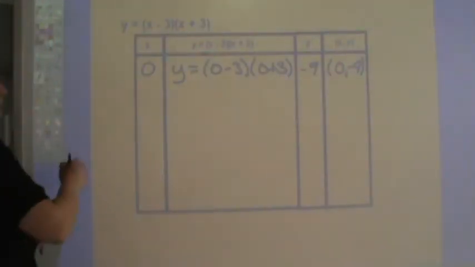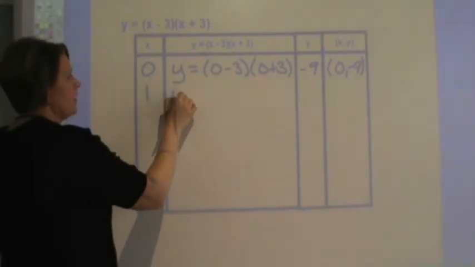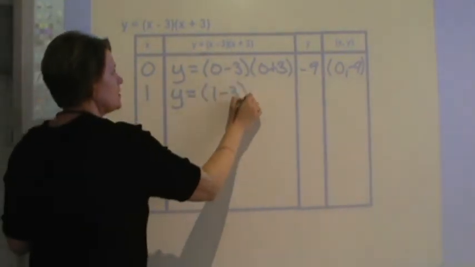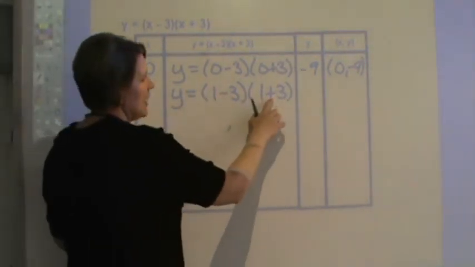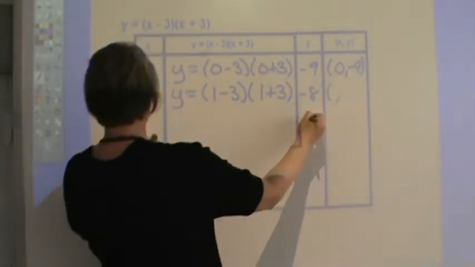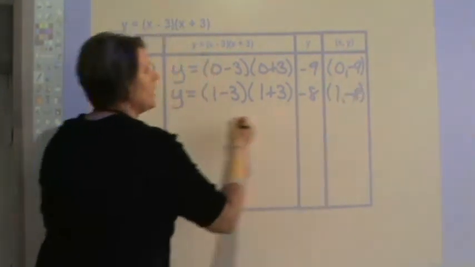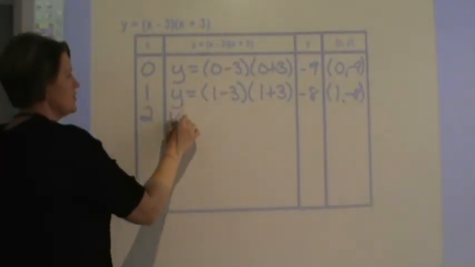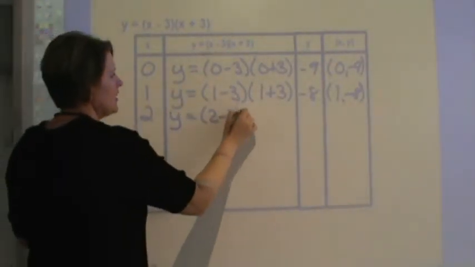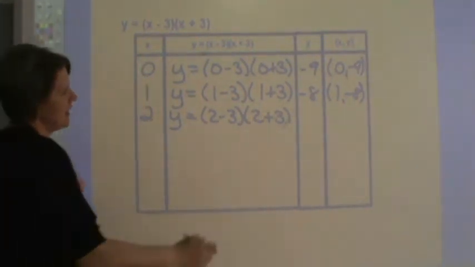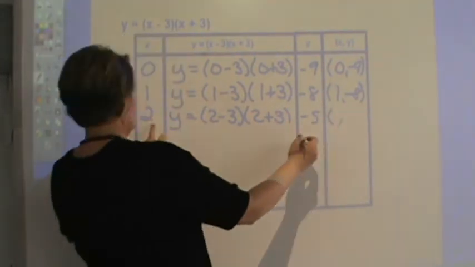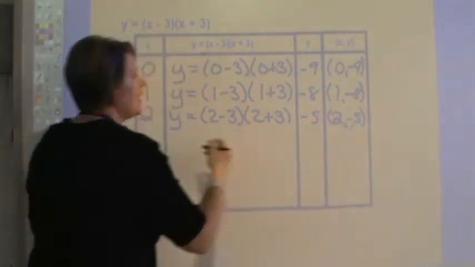Okay? Then let's go back and let's do if x equaled 1. So I'd go 1 minus 3, 1 plus 3. Well, 1 minus 3 is -2, times 4 is -8. So 1, -8. It'll be right there. Let's try 2, just to see what it looks like. So 2 minus 3 and 2 plus 3. So 2 plus 3 is 5, times -1 is -5. So 2, -5.